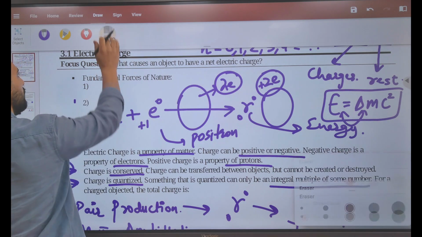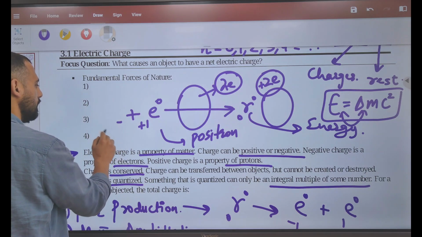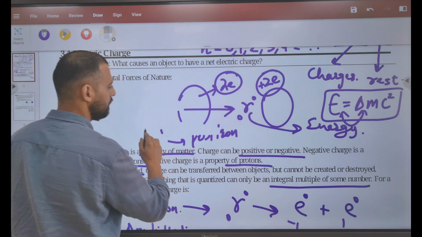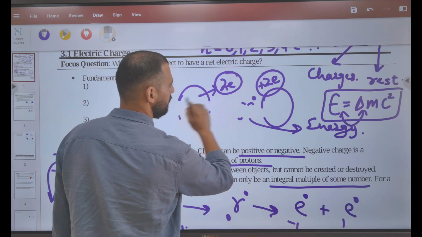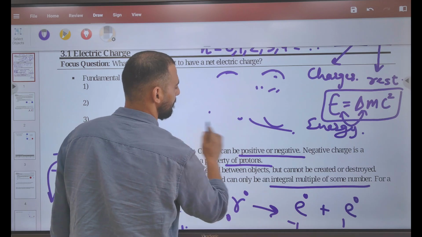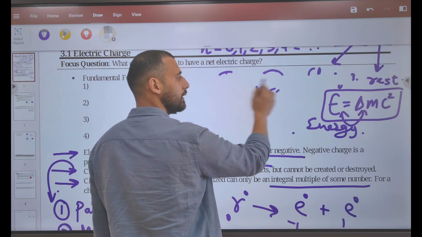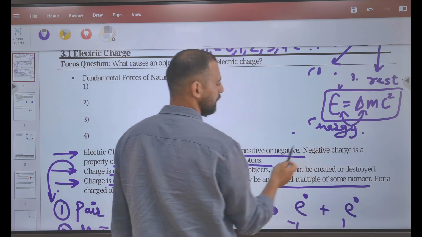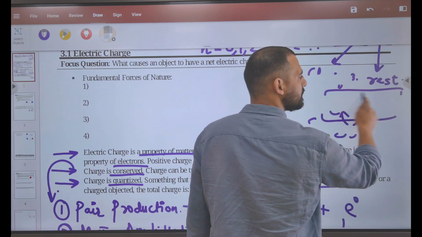Gravitation. Okay. Anything else? Yes. Magnetic. Anything else? Yes. Electromagnetic. Okay. What else? Which is the strongest force in nature?